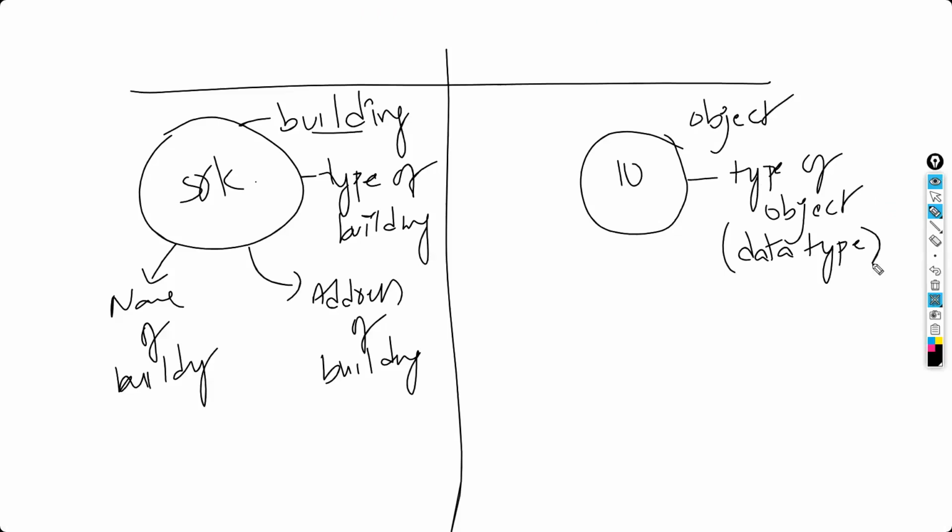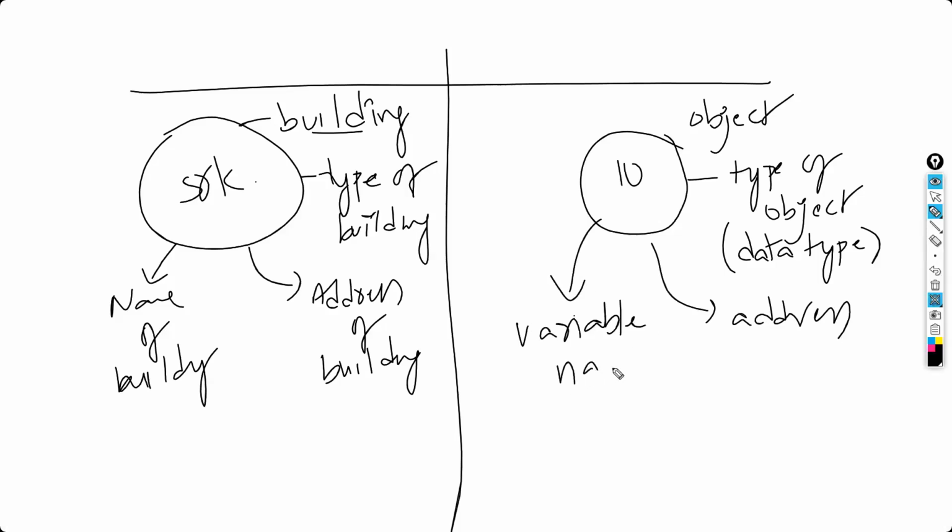One person will be interested in staying in an independent house, one in an apartment, and one in a gated community. Different persons are interested in staying in different locations and different building types. In the same way, here we store different values in different objects. For each object we have an address, and whatever value is there will be stored inside a variable. So the name of the building is nothing but the variable name, the type of the object is the data type, and whatever you store inside is called the value.